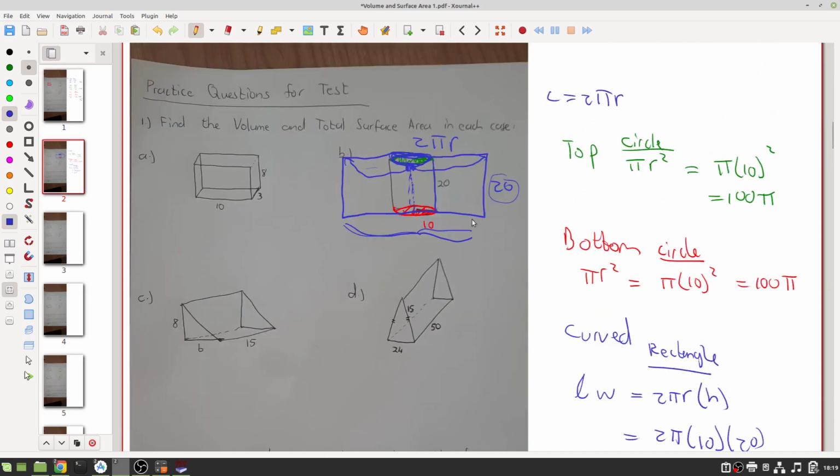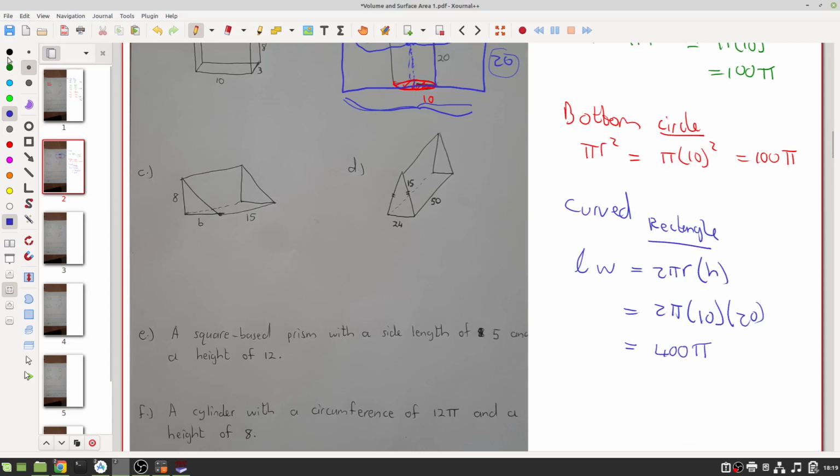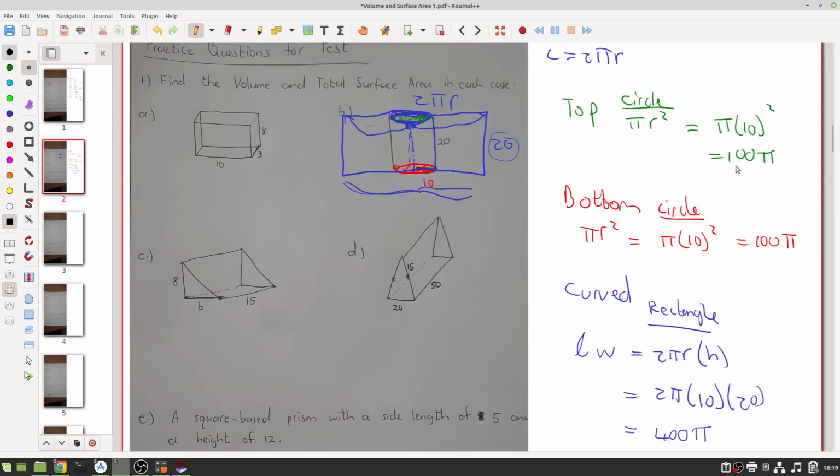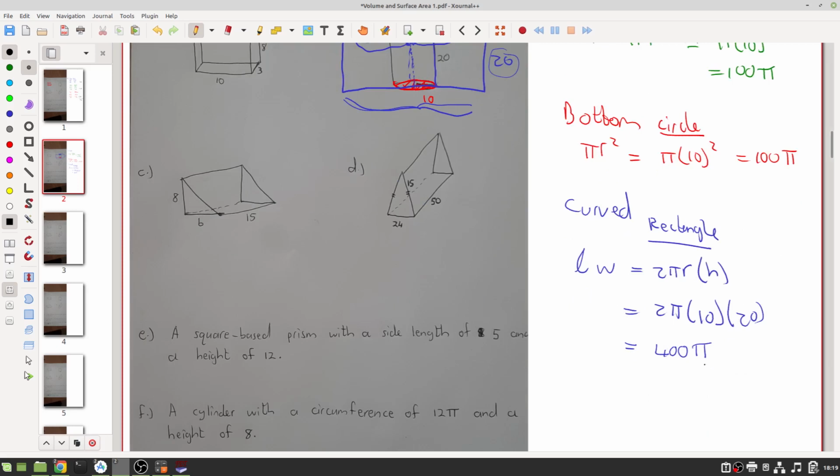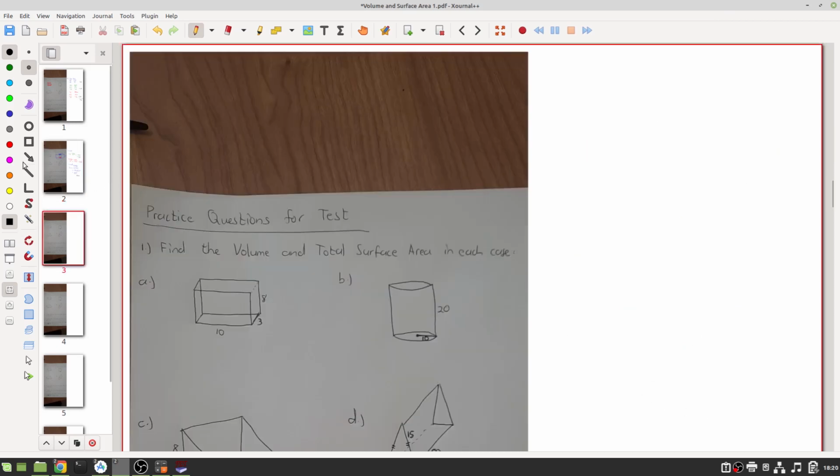We've got the top part here, we've got the bottom part here, and we've got the curved outside part shown here. Now we just add them all together, and that is the total surface area. So 100 pi plus another 100 pi is 200 pi, plus 400 pi gives us 600 pi. Good. On to the next one.